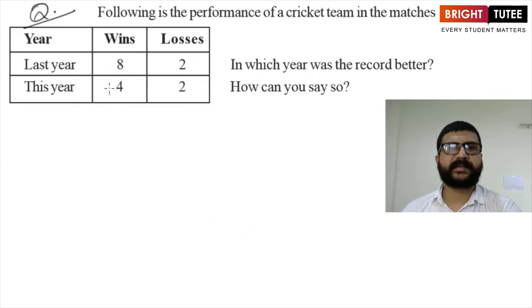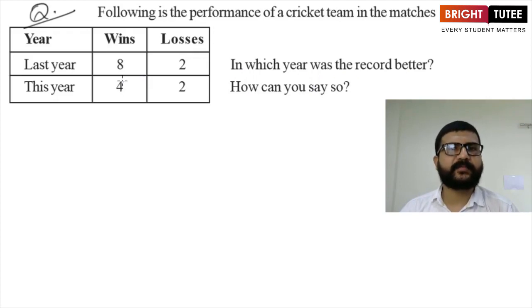Now here is one more example. The question is, the following is the performance of a cricket team in the matches it played. So this table is showing the performance of a cricket team. Last year they won 8 matches and lost 2 matches, and this year they won 4 matches and lost 2 matches. Now what we have to tell is, in which year was the record better and how can you say so? So now how to find in which year the record was better?